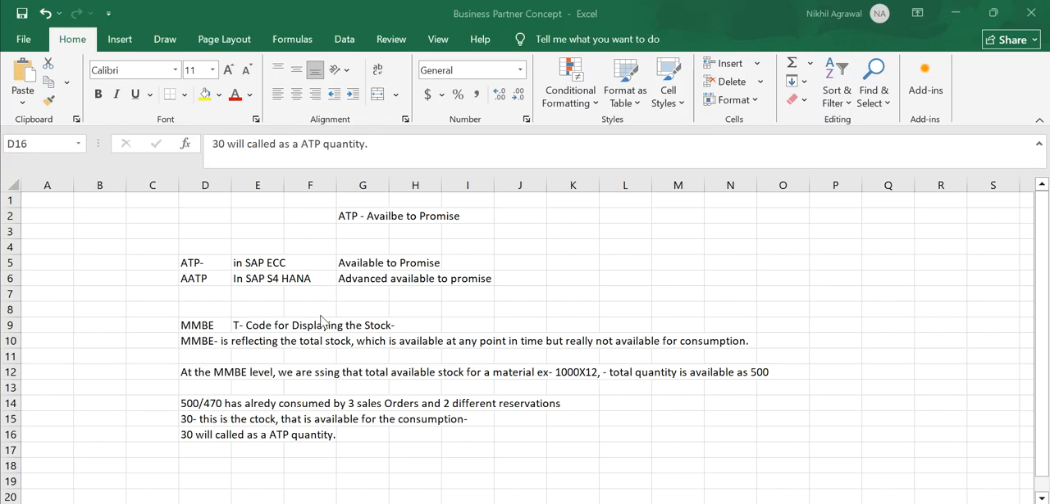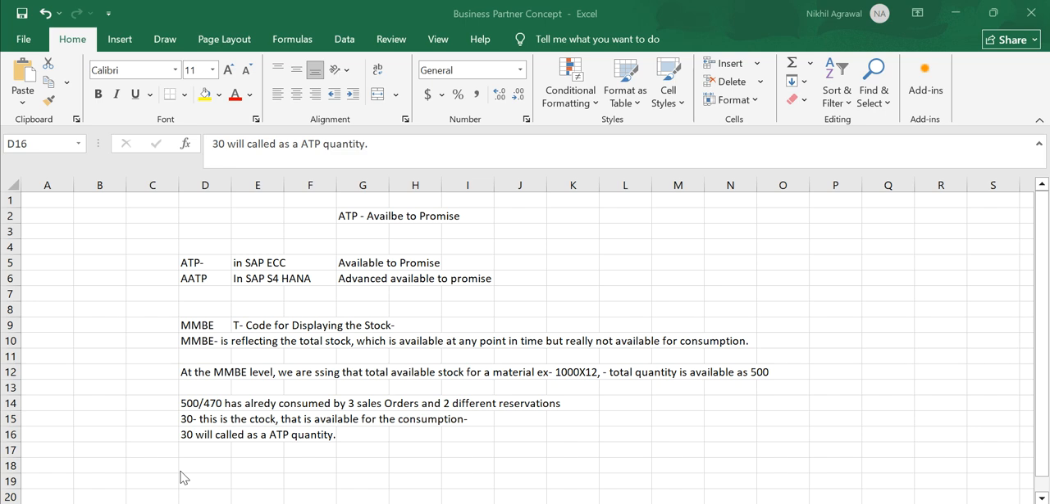The quantity reflecting in the MMBE, that is the stock overview, may have already been consumed at the different sales order level, or against different outbound deliveries or reservations. So that is not the ATP quantity, and it may not be available for consumption for a new sales order. It may have already been used, consumed, or allocated to different sales orders, deliveries or reservations.